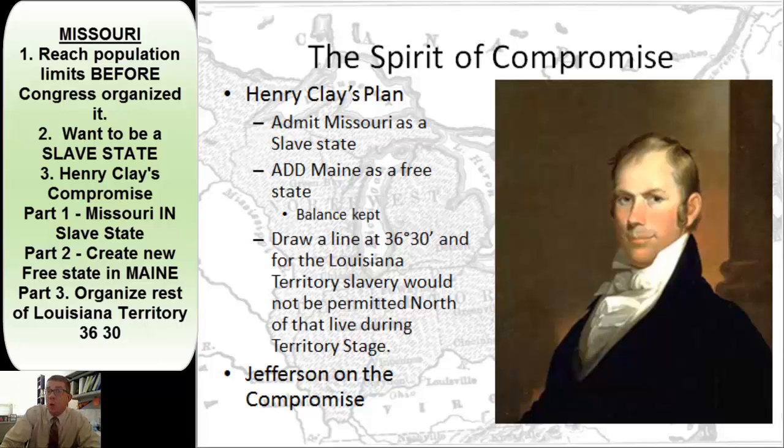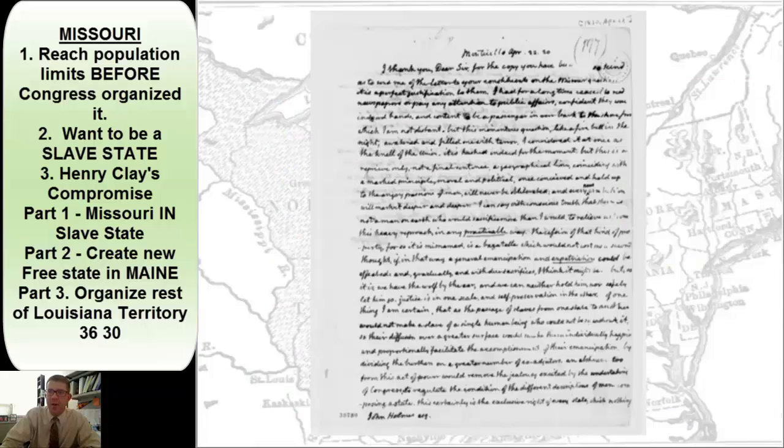And then he said, we need to organize this territory. So let's draw a line at the southern border of Missouri and say for the rest of the Louisiana Territory, slavery would not be permitted north of that, and it would be permitted south of that. When Thomas Jefferson first heard about this compromise, he said, this is a sign of the end of the Union. And I'll show you this document in class tomorrow. But this is a letter that Thomas Jefferson wrote when he heard about the Missouri Compromise.